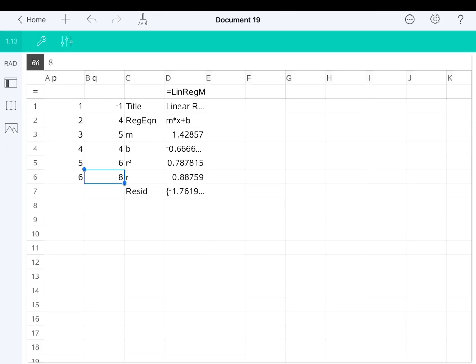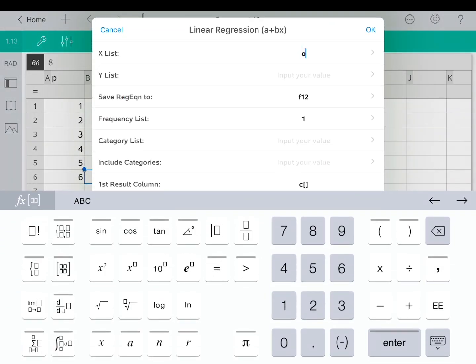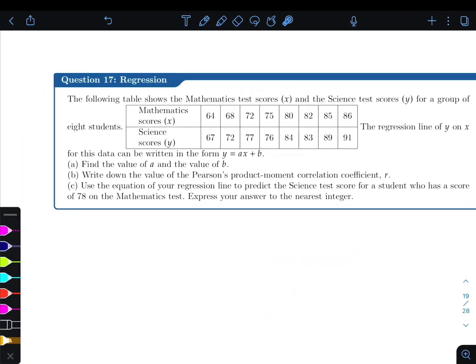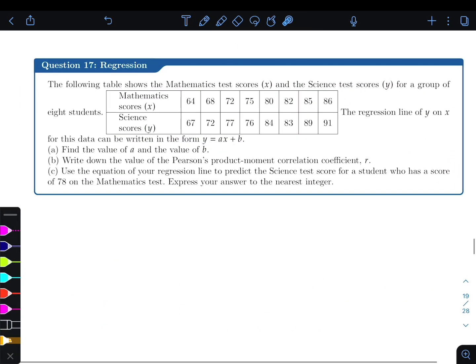But let's see if you get the same result. If I apply it for a plus bx, I apply P and Q, but this time let's put it in column E. As you can see, the gradient, which is supposed to be the b, is the same, and you get the same y-intercept, so it does not matter. Obviously we should prefer mx plus b because we are working with the point gradient formula, where we put the gradient in front. It doesn't really make a difference, so don't worry about that. That's the thing with the regression.